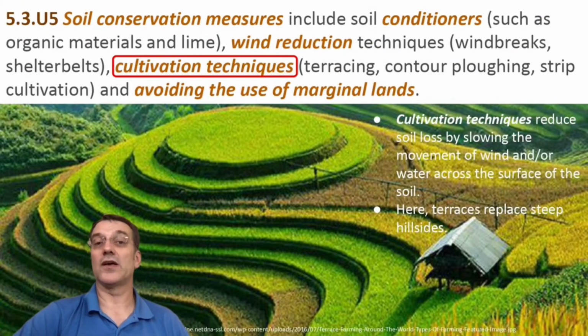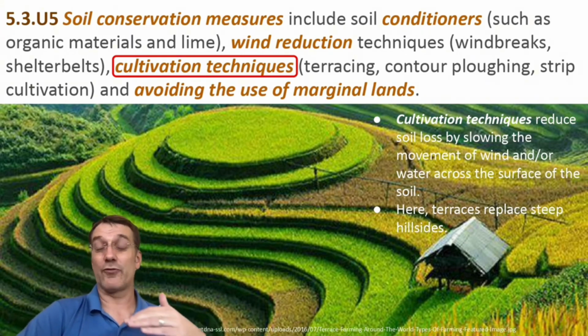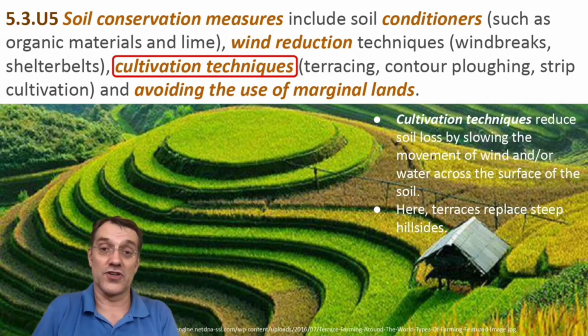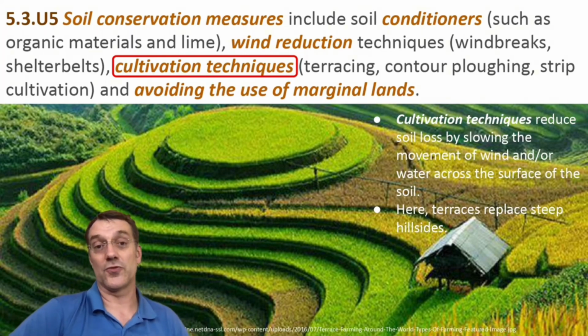Cultivation techniques represent another important soil conservation strategy. Here, you can see how terracing transforms really steep hillsides into productive agricultural land. Before they were terraced, these hills would have been subject to really intense soil erosion, as we saw in earlier slides. But by creating level platforms for farming, the terraces really dramatically slow the movement of both wind and water across the soil surface. And that prevents erosion while making agriculture a lot easier on otherwise really challenging terrain.